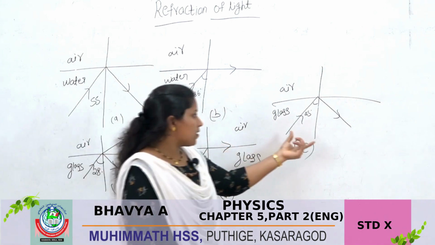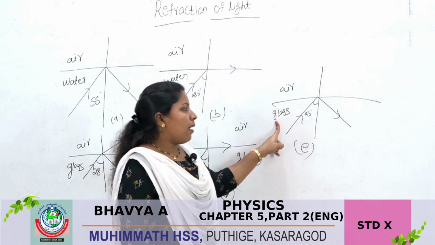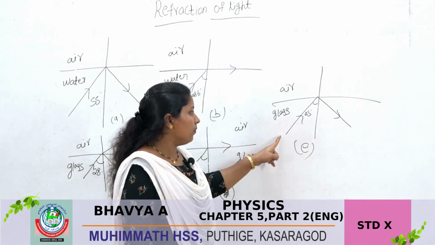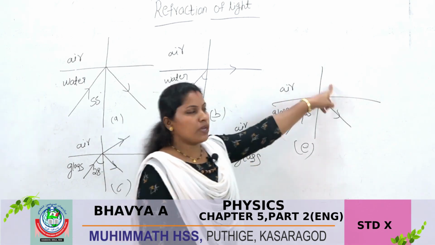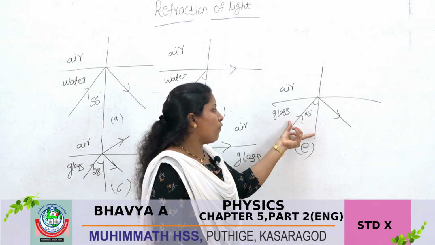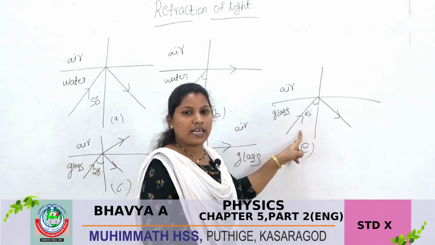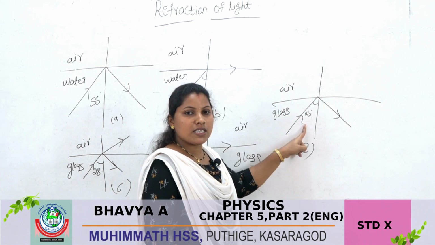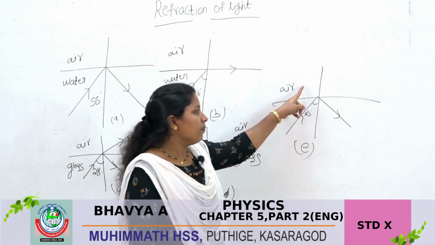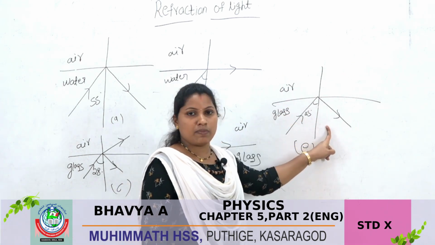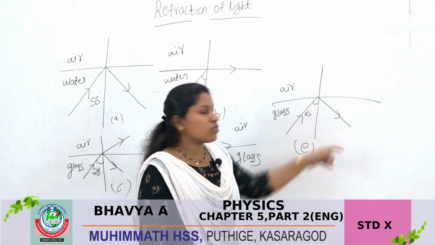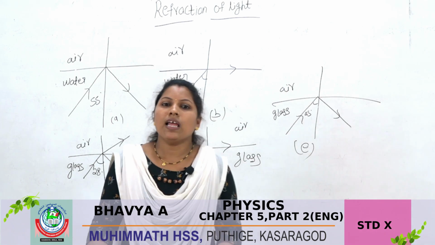In the next picture, the critical angle of glass, you know, is 42 degrees. When a ray of light falls from higher optical density to lower optical density, here the angle of incidence is greater than the critical angle. Here we are getting 45 degrees. So it is reflected in the same medium. It does not undergo refraction. So it is called total internal reflection.